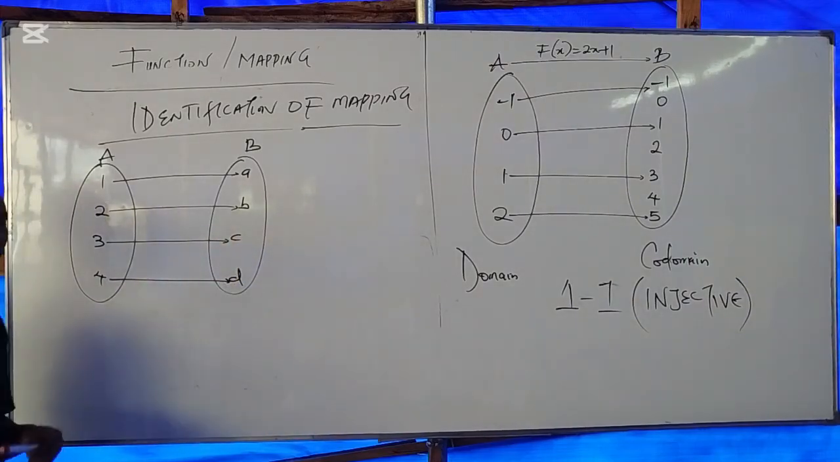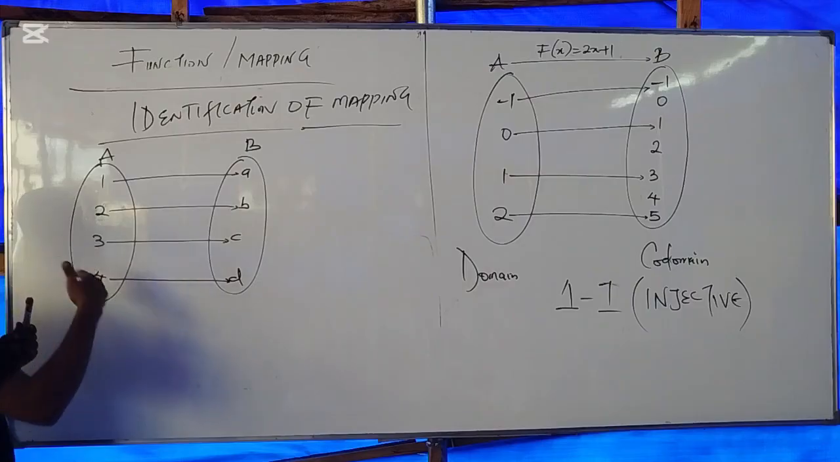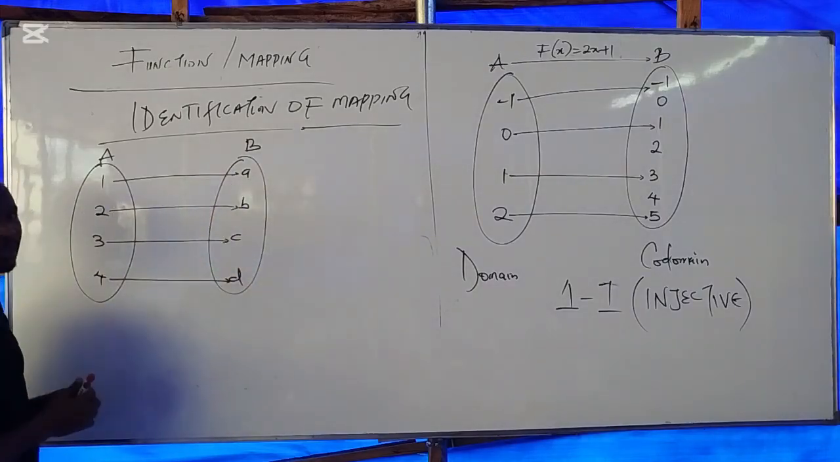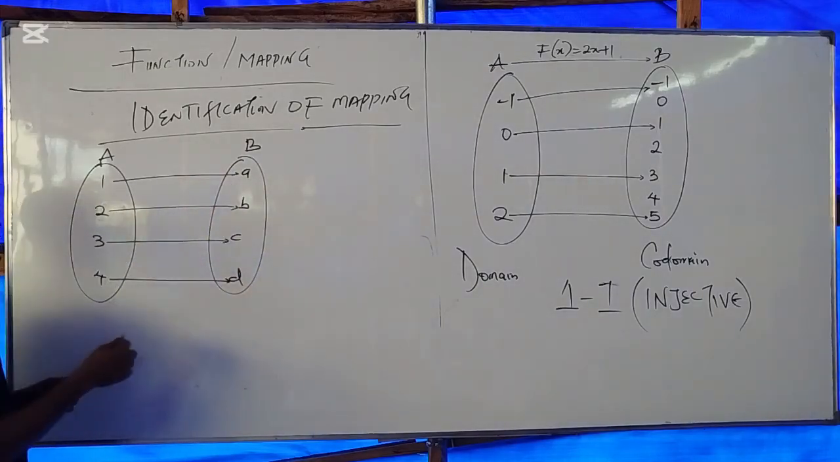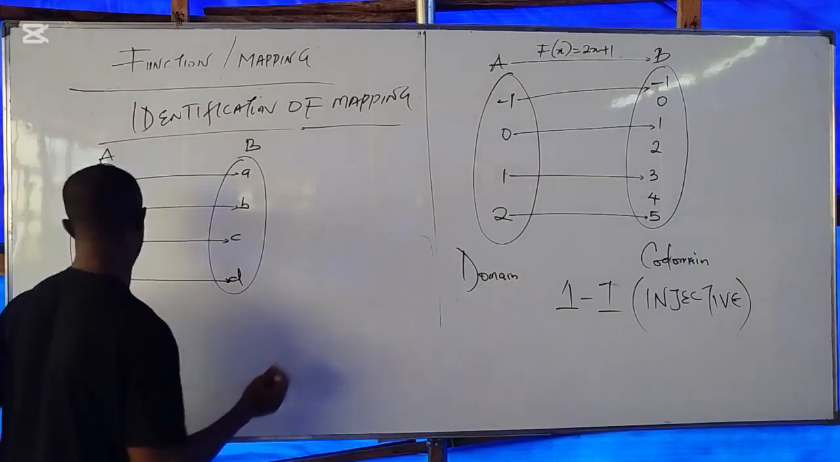Is this a mapping function? Yes, it is a mapping function because every element in the domain has an image in the codomain. Every element in the domain has an image in the codomain. All right? Let's look at another example.